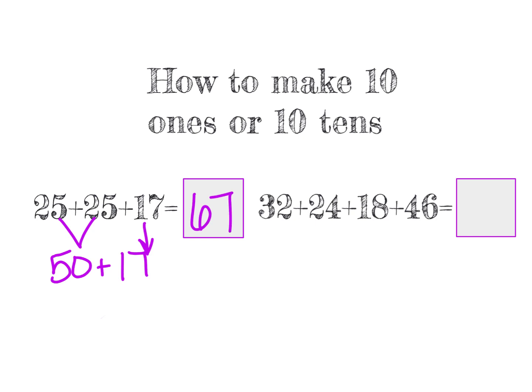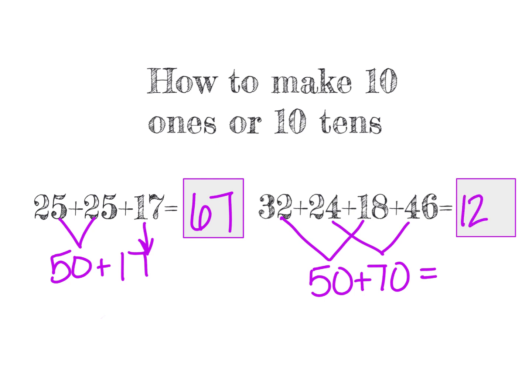Our next question is 32 plus 24 plus 18 plus 46. Now we're looking to make easy tens. So 32 and 18 equal 50. 24 and 46 equal 70. 50 plus 70 equals 120.